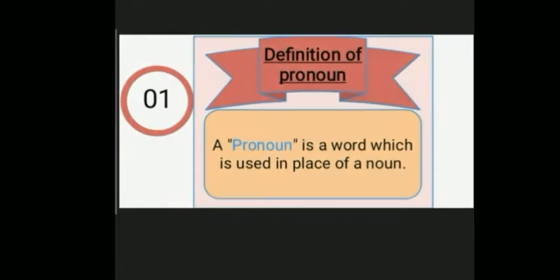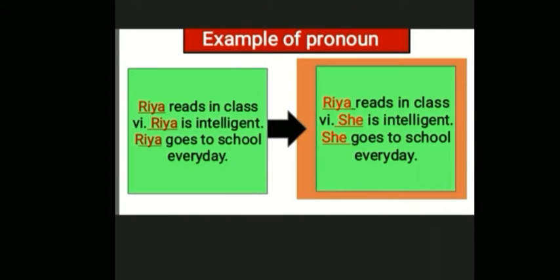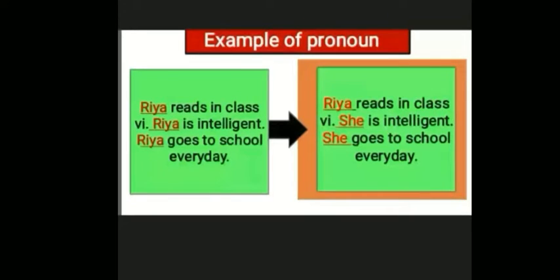Let's look into the following sentences. Ria reads in class 6. Ria is intelligent. Ria goes to school every day. Here I use the proper noun Ria at the beginning of every sentence. So after reading the sentences, we usually feel tired. And if we use the word she instead of Ria in the next two sentences, then you may read the sentences like this. Ria reads in class 6. She is intelligent. She goes to school every day.